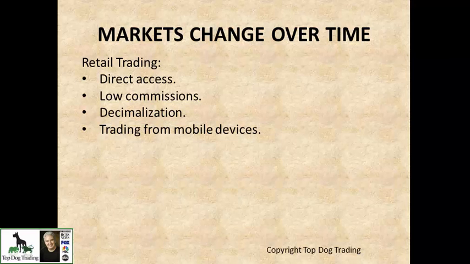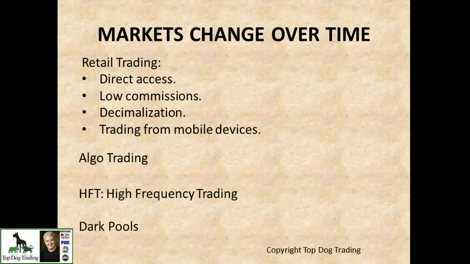There were no low commissions. Commissions were high. It cost me $50 to get in, $50 to get out. Decimalization wasn't around. There were no mobile devices. I didn't even have a computer. Bottom line, trading was slow and expensive, and therefore chart patterns trended more. Today, people use all this technology to get in and out of the market really fast, and that creates choppier chart patterns. So the patterns today are different than they were back then.